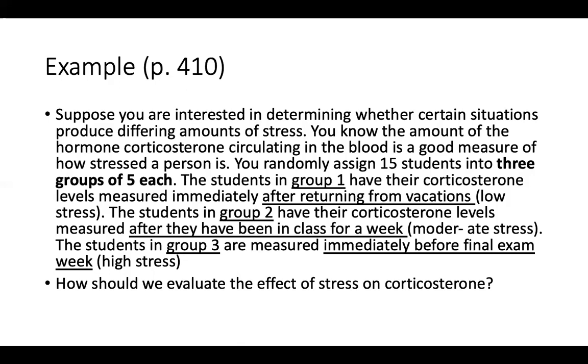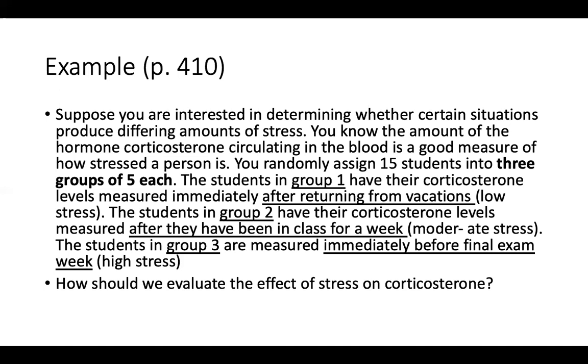You randomly assign 15 students into 3 groups, each with 5 students. The students in group 1 have their corticosterone levels measured immediately after returning from vacation, let's say after returning from spring break. The students in group 2 have their corticosterone levels measured after they've been in class for a week, so they're back and it's moderate stress levels. Students in group 3 have their corticosterone levels measured immediately before the final exam. So the question is, how should we evaluate whether there's an effect of stress on corticosterone?